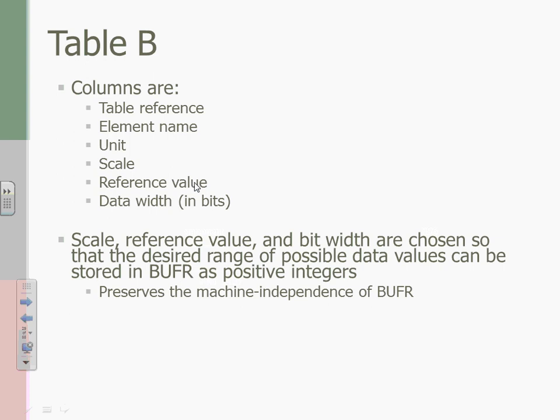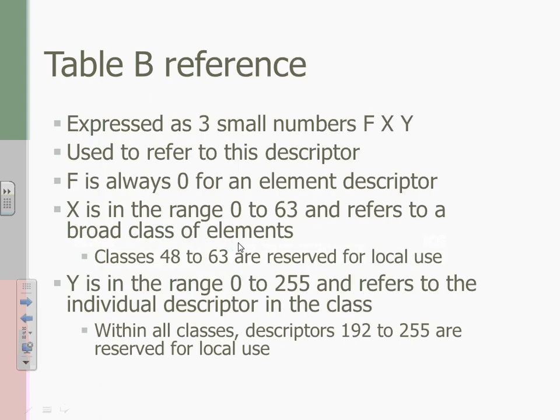As we saw in the examples, table B has columns representing table reference, element name, unit, scale, reference value, and data width in bits. This is a little bit confusing part of BUFR, but scale, reference value and bit width are chosen so that the desired range of possible data values can be stored in BUFR as positive integers. Yes, so it's hard.